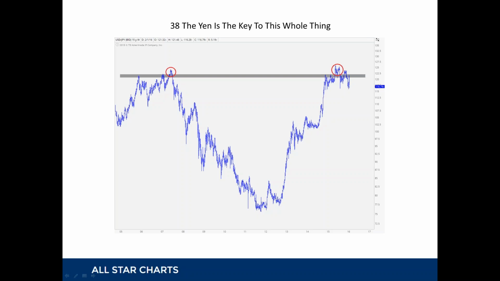This is the dollar yen. 122 is the big level. Look at this. This is in 2007. Look at the failed breakout in 2007, right before the overall U.S. stock market peaked and then crashed. And USDJPY crashed along with the U.S. stock market. And here we are back again, back at those levels in an eerily similar failed breakout.